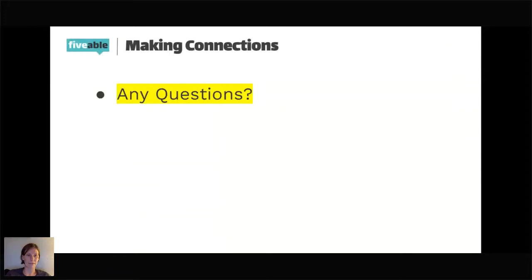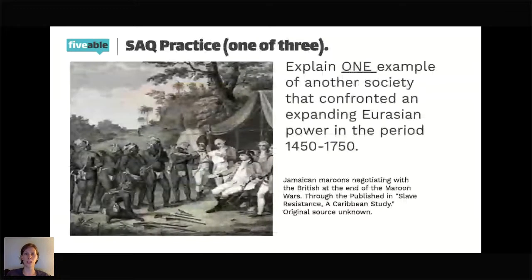Questions. All right, looking at the time that we have, Mr. Little has a whole bunch of other examples that we could talk about, but I'm going to jump us to a short answer. Because I think the best use of our time for this last 7 minutes would be some practice. So we have an image here, and this caption at the bottom is telling us about the image. So we have Jamaican Maroons negotiating with the British at the end of the Maroon Wars.